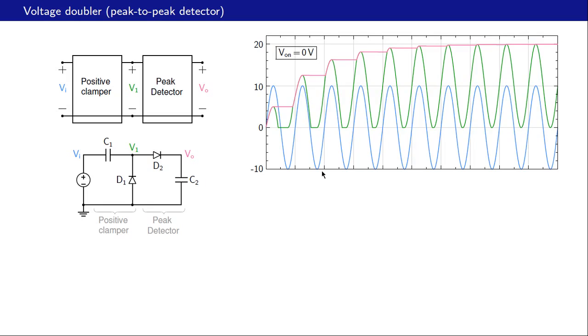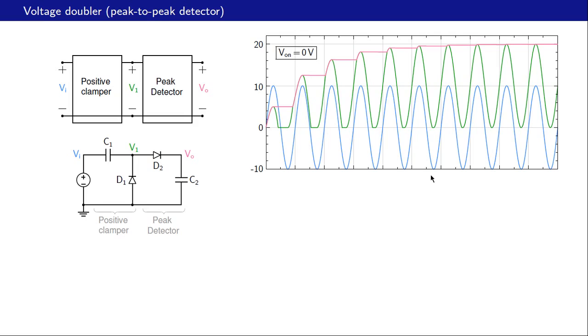Here are the waveforms for the case where V on for the diodes is 0 volts. That is, we have ideal diodes. The blue curve is the input voltage. The green curve is V1. That's also color coded, so that's blue, that's green, and the output voltage is in the pink color.